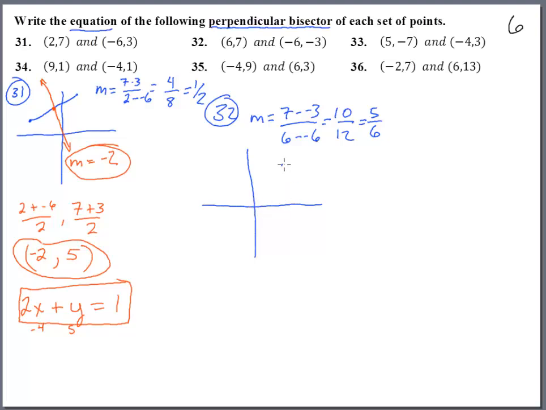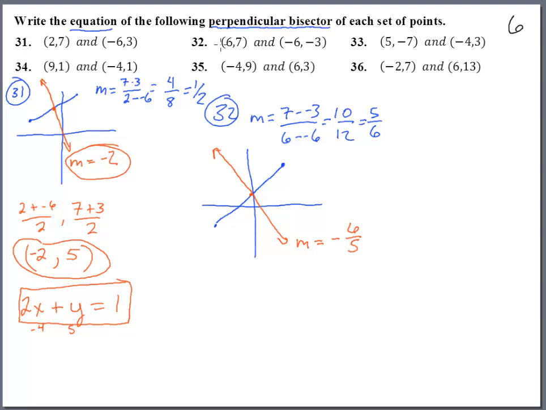(6, 7) is going to be about right there, and (-6, -3) is going to be about right there. So this right here is the segment connecting them. We don't want that. We want somewhere right in the middle here, and coming this way. So that's the slope of the blue section. The slope of the red section is going to be a -6/5.